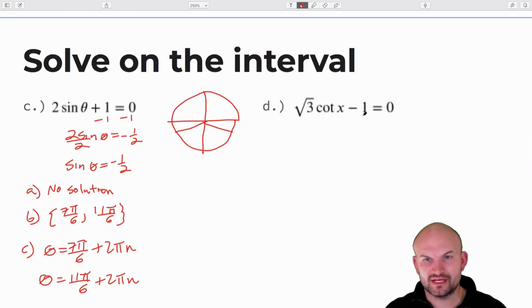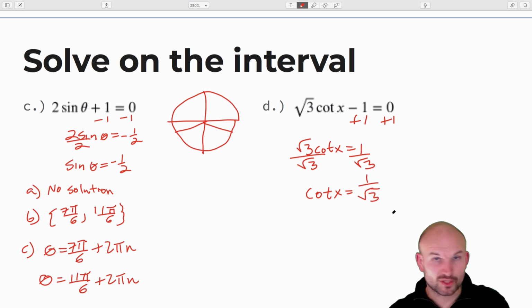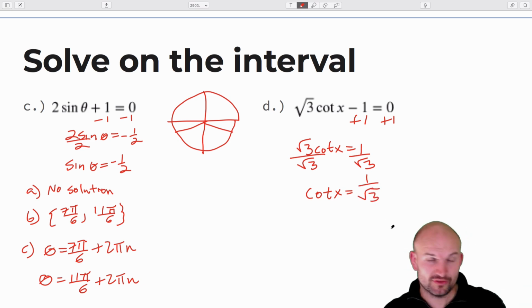So let's go ahead and solve, though. Again, doing the same thing, we're going to add a 1. So then I have square root of 3 times the cotangent of x equals 1. Then I'll divide by square root of 3, divide by square root of 3. Now, here's where it gets a little interesting. So I have 1 over the square root of 3. You could go ahead and rationalize the denominator. There's nothing wrong with that.